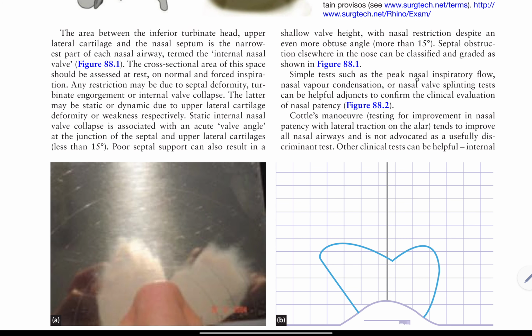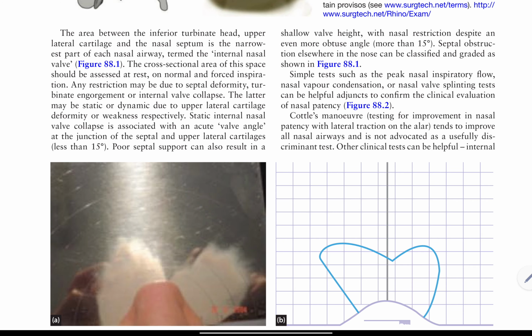Simple tests such as the peak nasal inspiratory flow, nasal vapor condensation, or nasal valve splinting tests can be helpful adjuncts to confirm the clinical evaluation of nasal patency. Cottle's maneuver, testing for improvement in nasal patency with lateral traction on the alar, tends to improve all nasal airways and is not advocated as a useful discriminating test.